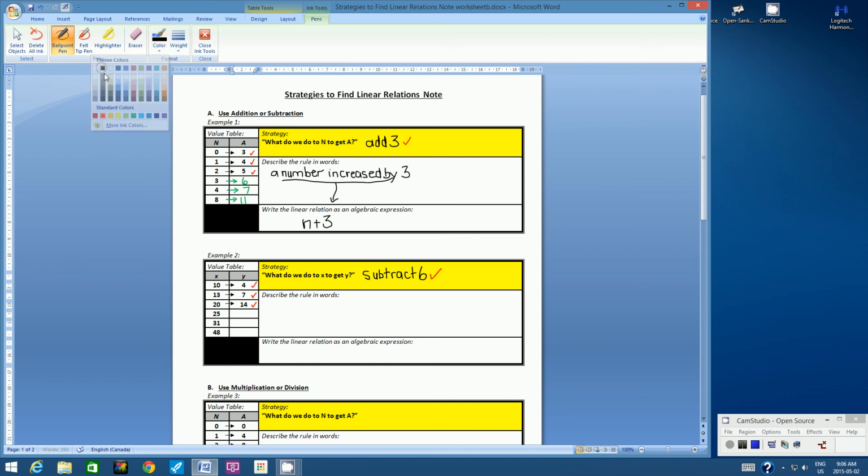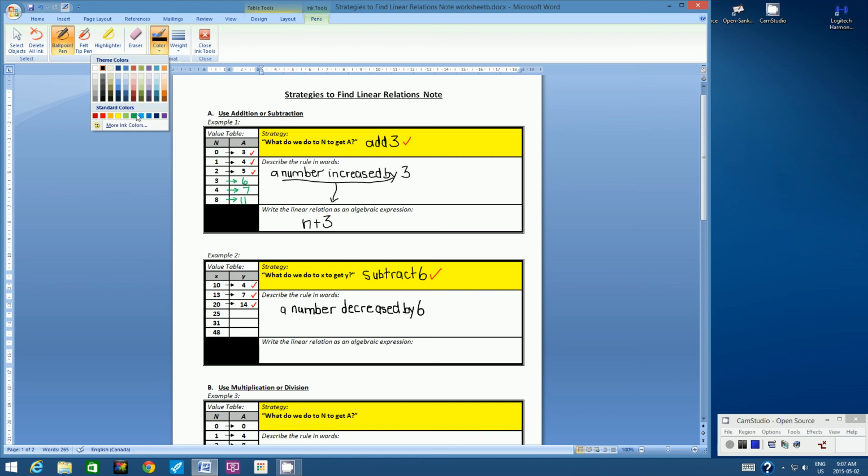Okay, so now that I've proven that that strategy works, how would I describe the rule in words? Okay, so how about a number? And do you think you can finish this rule in words? So there are a number of possible answers here. So I can put a number decreased by 6. I could have put a number subtract 6. I could have put the difference between a number and 6. Any of those would have been fine.